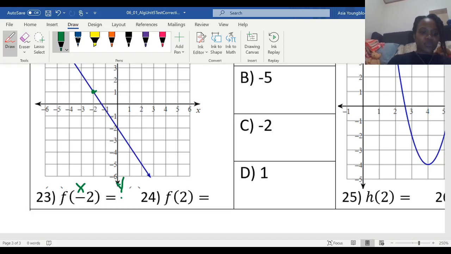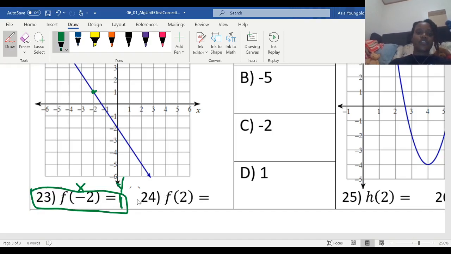So 23 is 1. So what I want you to write for these problems is just this part. I do want you to write what the original problem was. You don't have to draw the graph, but write 23 f of negative 2 equals 1.